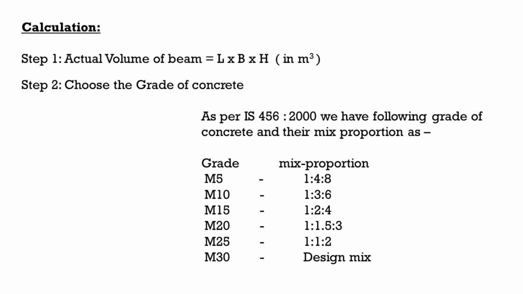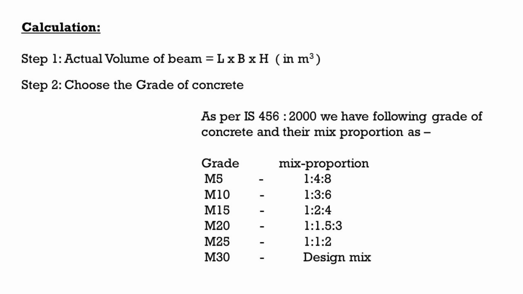Now let us come to the actual concept of calculating the quantity of material one by one. That is again how much cement, sand and aggregate is required for beam. Here first we need to calculate the volume of beam, that is length into breadth into height or depth, what we call it as. Now whatever the volume comes, that we call it as actual volume, that comes in cubic meter.